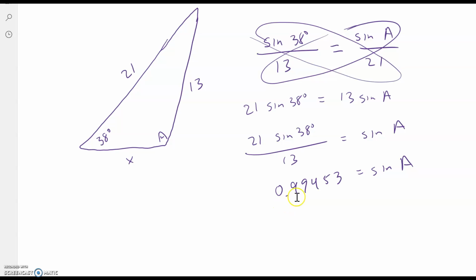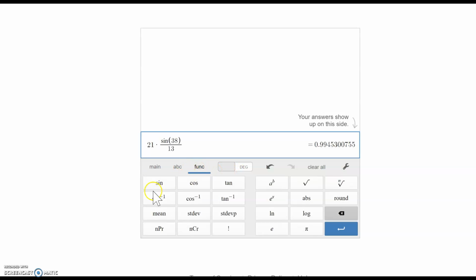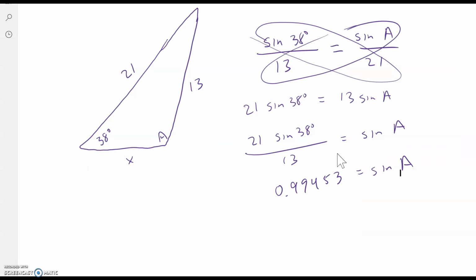Now take inverse sine of that number. Where's inverse sine on this? Here we go. Let me copy and paste this number. Inverse sine of that number, and I'm in degree mode. That's good. So 84.004. I believe the question said round off to one decimal, so I'll round this to 84.0. So angle A is 84.0.